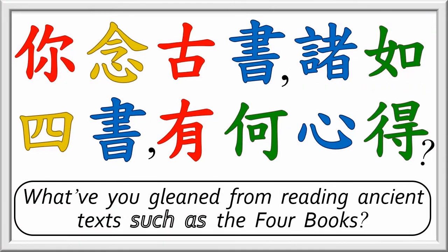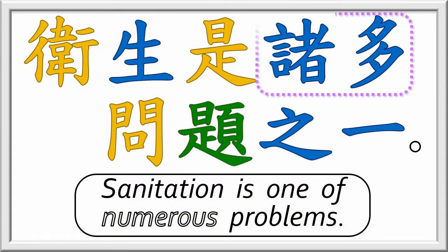诸如 translates to such as in English. 你念古书，诸如四书，有何心得? What have you learned from reading ancient texts such as the 4 books? 诸多 means numerous. 卫生是诸多问题之一. Sanitation is one of the numerous problems.